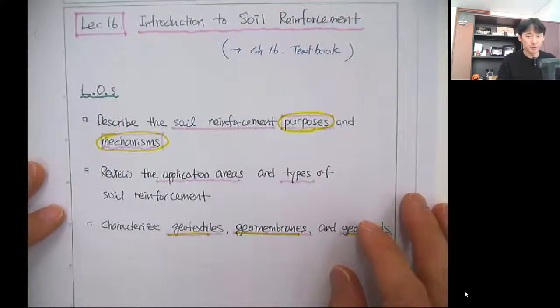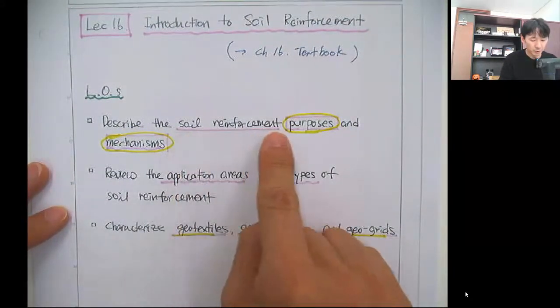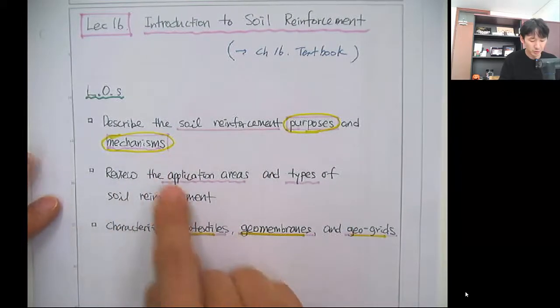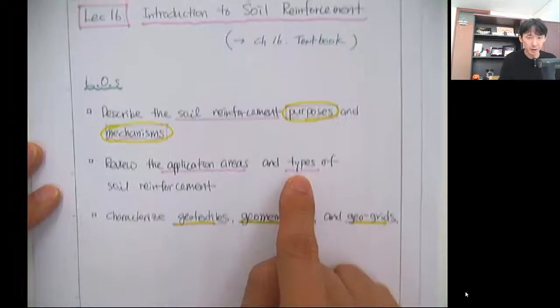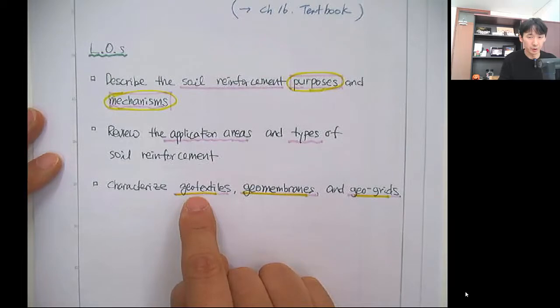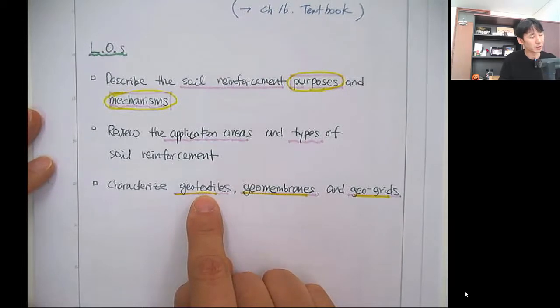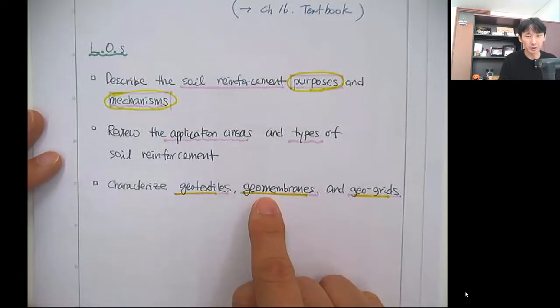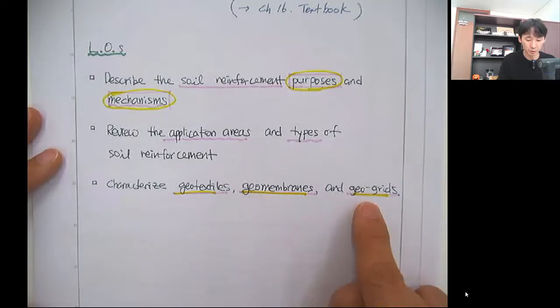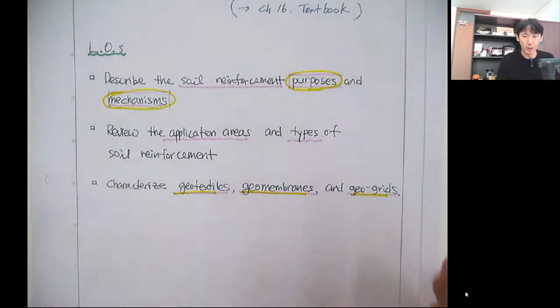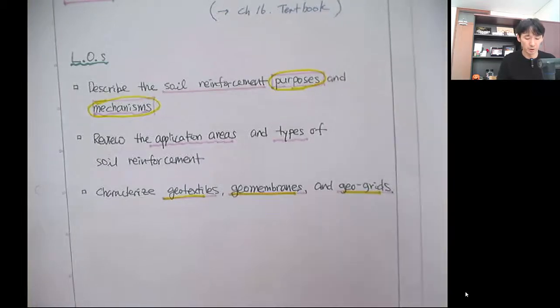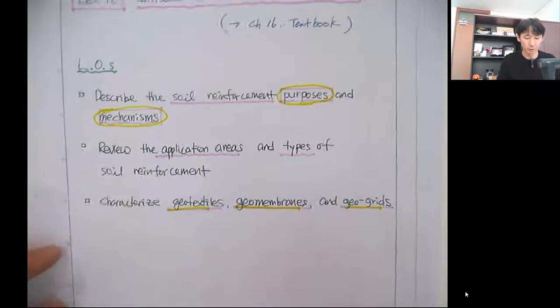Okay, so to wrap up this lecture, we've seen the soil reinforcement purpose and mechanisms and application areas and types, and we see the geotextile is permeable synthetic fabric, and geomembrane is impermeable fabric, and geogrid is kind of a woven mesh just to hold and increase the soil strength.